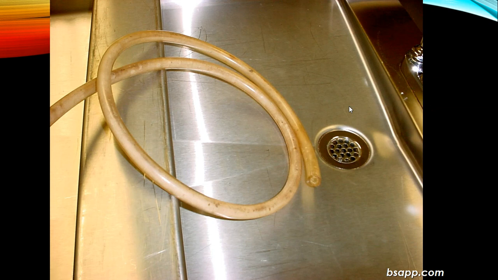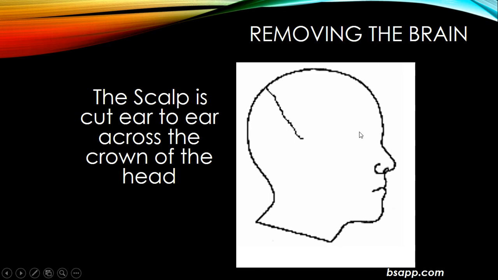So the body is going to have a lot of fluids. They would have some tubing to help remove the fluids from the body and get them out of the way.